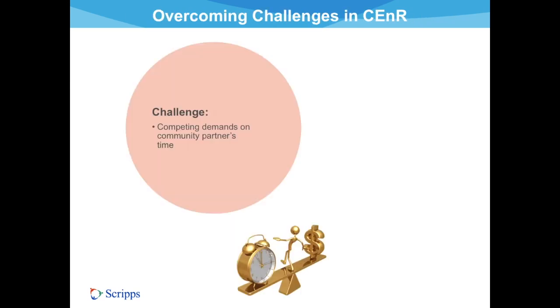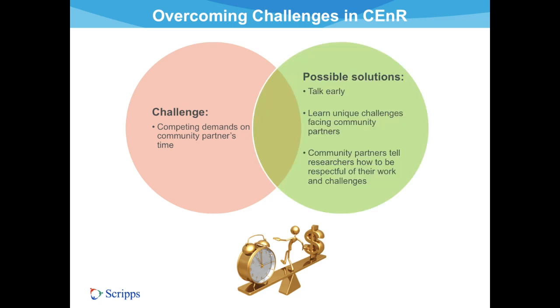Another challenge to CEnR is that there are often too many competing demands on the community partners' time, and CEnR takes time away from their other responsibilities. As a possible solution, partners should engage in dialogue early on, especially related to the program and budget. Researchers need to understand the unique challenges of the particular community partners and find creative ways to conduct research while minimizing time disruption, time commitment, and expenses. Community partners need to communicate to researchers how to be respectful of their work and their challenges.